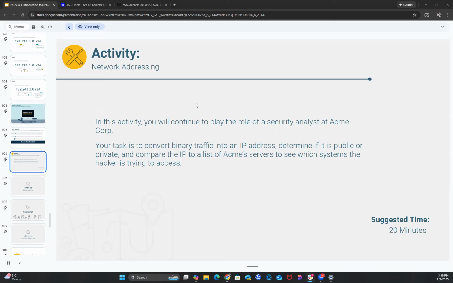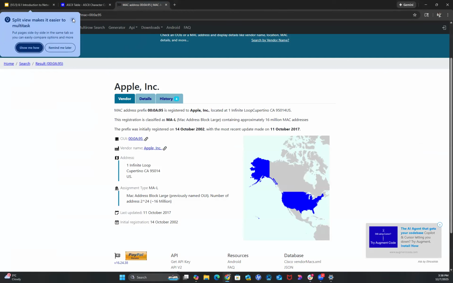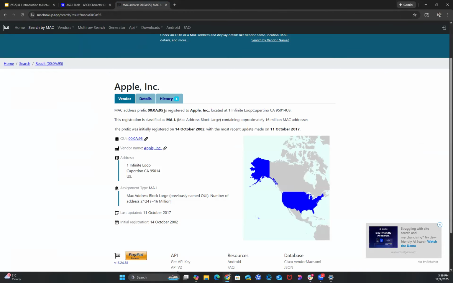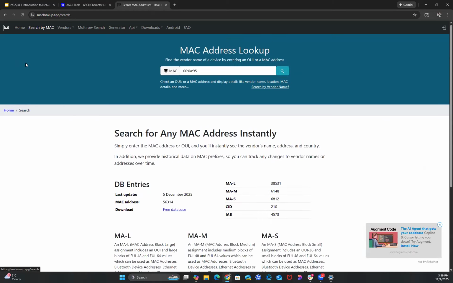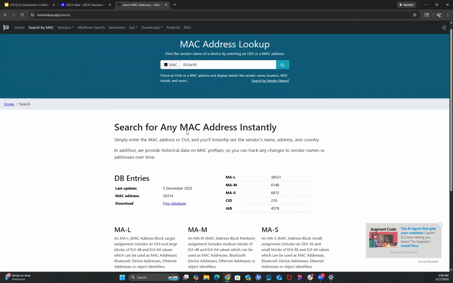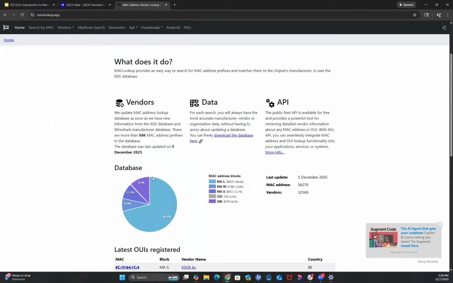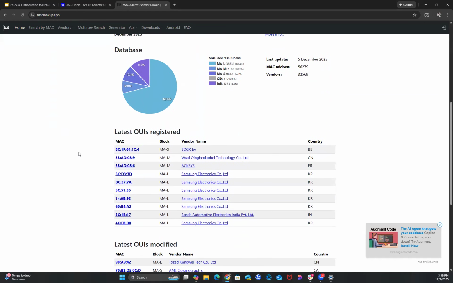Why do I say that Apple doesn't need to worry when they create one? Because the prefix is fixed. This is Apple, and Dell is different. The Dell MAC address prefix is different. This MAC address prefix 00 is registered to Apple. Same thing, there are lots of registered MAC addresses, you can check. So the first 24 bits will never ever be the same for any of the vendors.